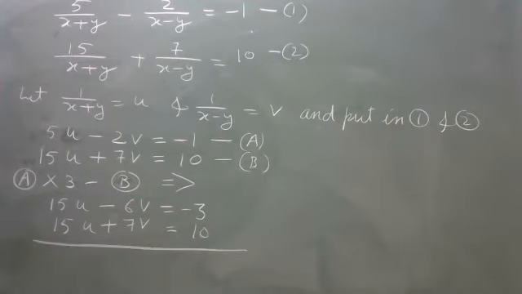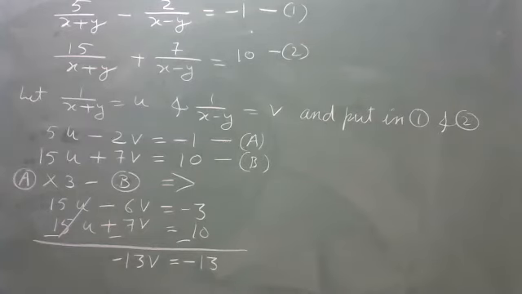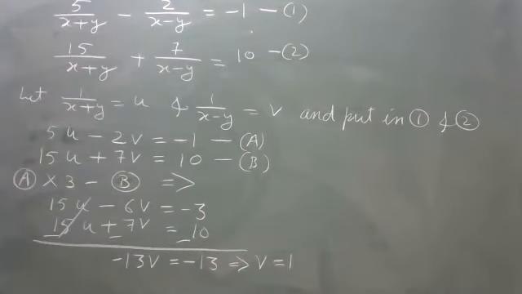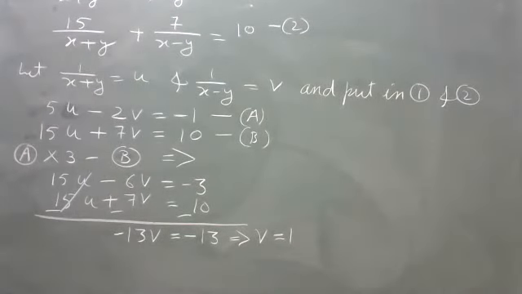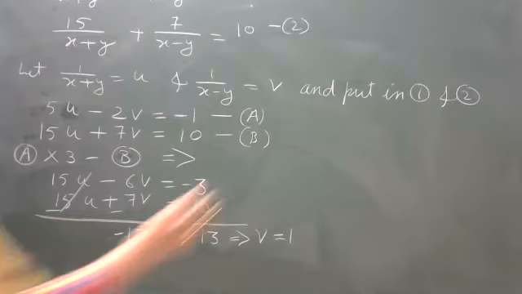Now what is the next step? To change the sign because we are subtracting. So it will become -6 minus 7, minus 13v is equal to -13. So from here the value of v is 1. आपके पास v की value 1 आ गई, right? Now we have to find the value of u. Clear? Put this value of v in equation number B.